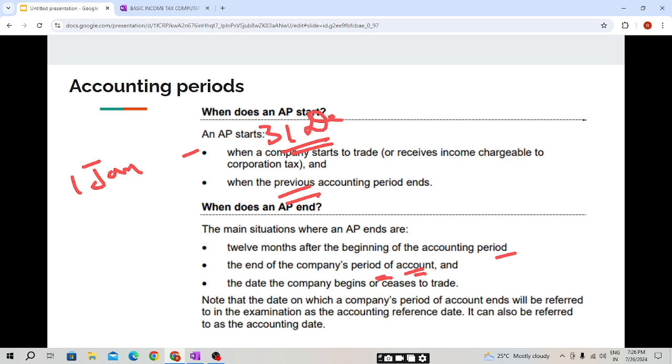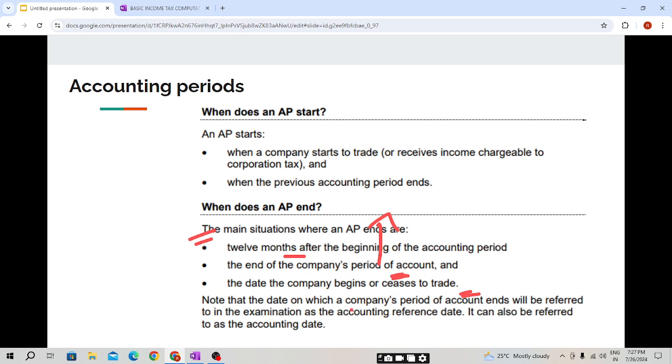If the company's period of account is earlier, then it will be considered as the accounting period end date. Another is the date the company begins or ceases to trade. So students, the accounting period will end 12 months after the beginning of the accounting period, or at the end of the company's period of accounts, that is, for how many months the accounting books are prepared, or on the date the company begins or ceases to trade.